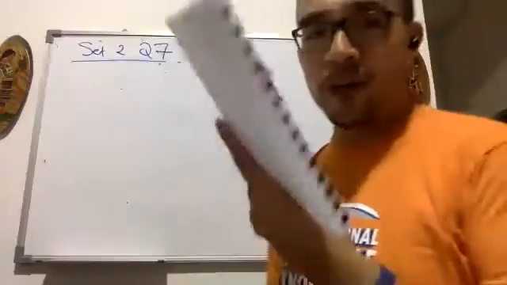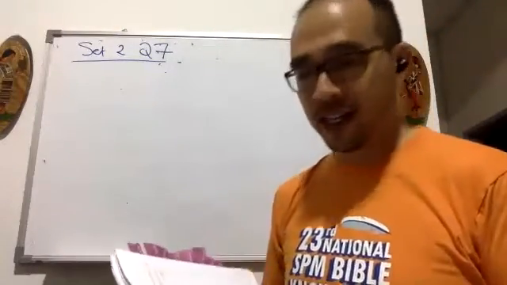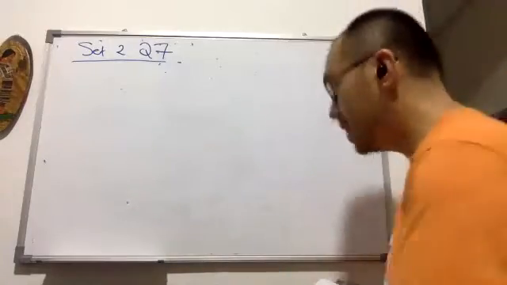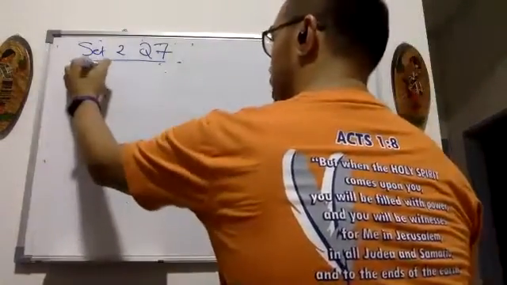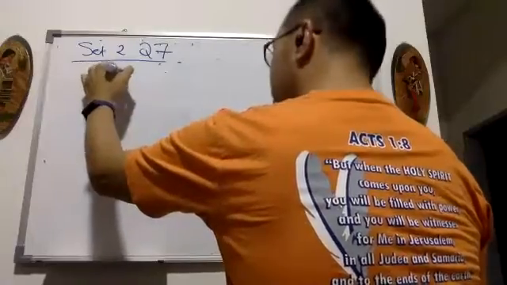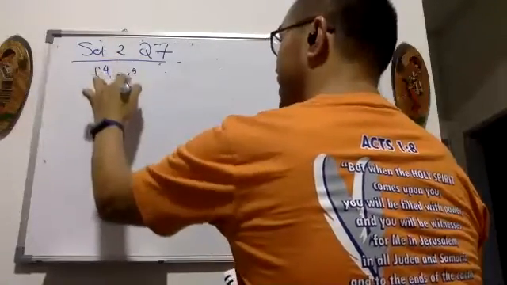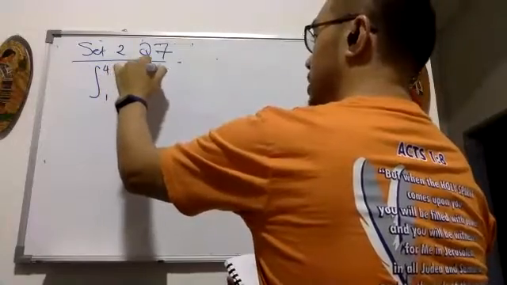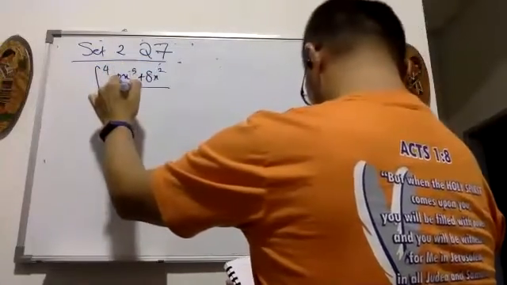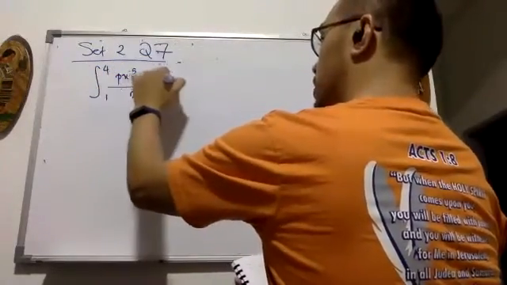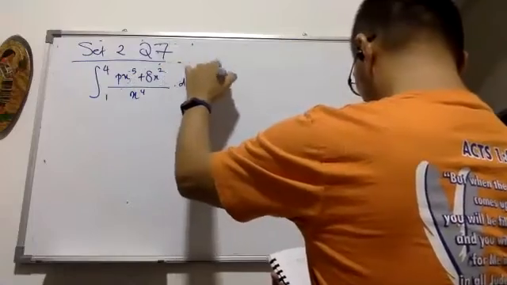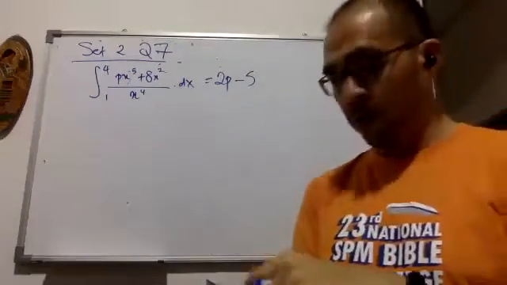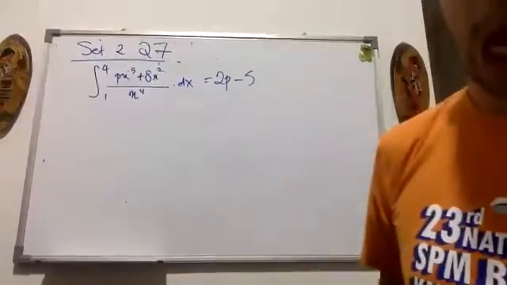I think it's possible. Okay, anyway, coming back to the question, question 7. Given that the integration of 1 to 4 of px to the power of 5, oh dear, my x is so horrible, plus 8x squared over x to the power of 4 dx equals 2p minus 5, where p is a constant, find the value of p. Okay?